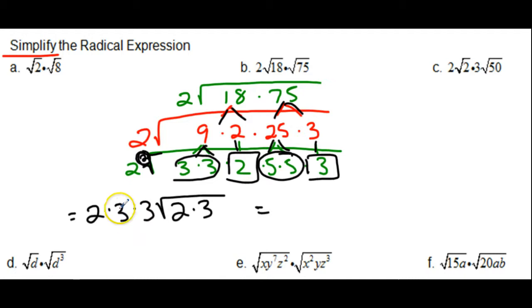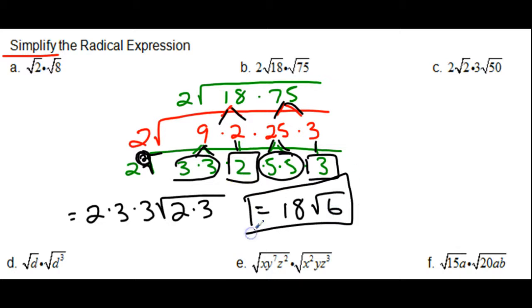Let's simplify that one more time. 2 times 3 is 6, 6 times 3 is 18, and then 2 times 3 inside is 6. So this is your simplified radical. Again, you guys can combine it and put it all under one radical, then simplify, break it down all the way until you can't, and then combine the pairs outside, leave the loners inside.